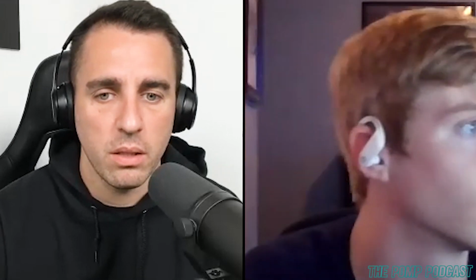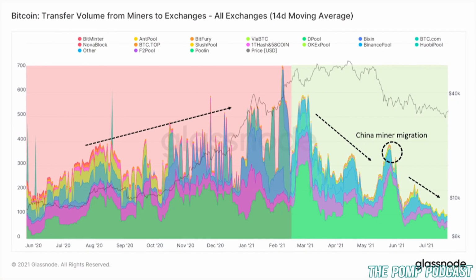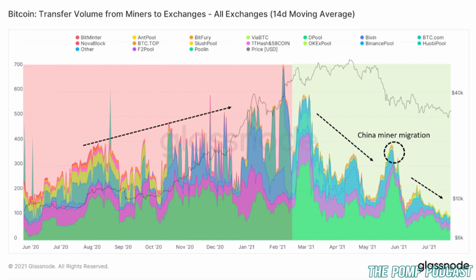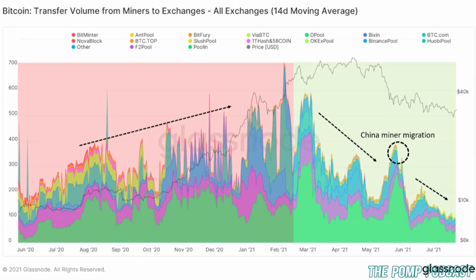And then what about miners? It seems like the miners are kind of continuing to not sell and accumulate. Is that true? Yeah, absolutely. So looking at this two different ways, you actually could look at it three different ways, but in the newsletter, I put in the transfer volume from miners to exchanges. So this is just looking at the raw inflows and outflows to exchanges.